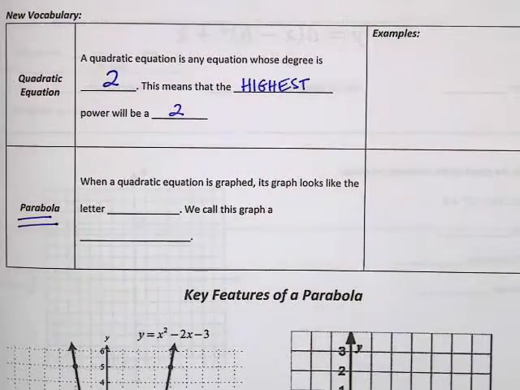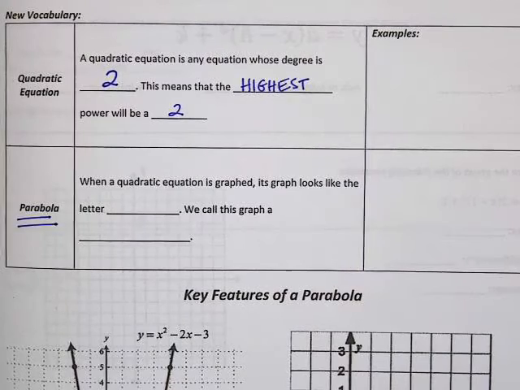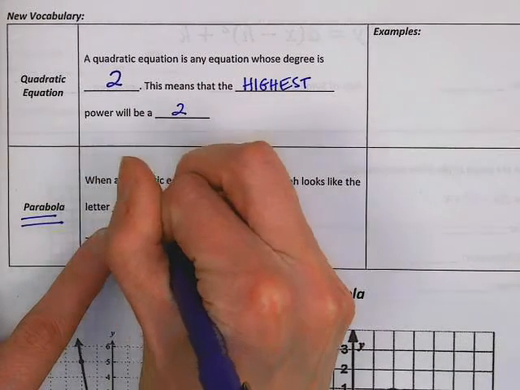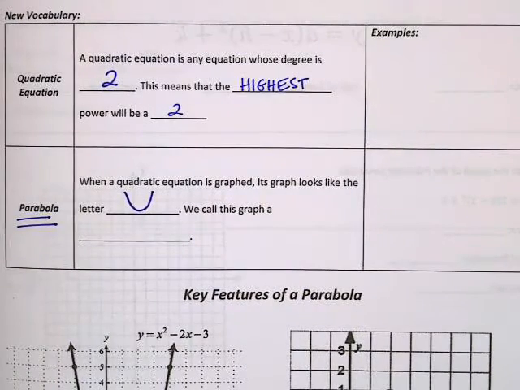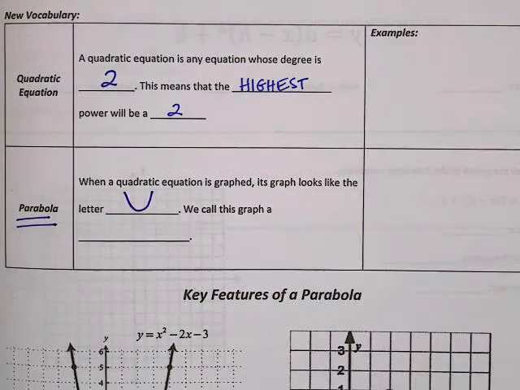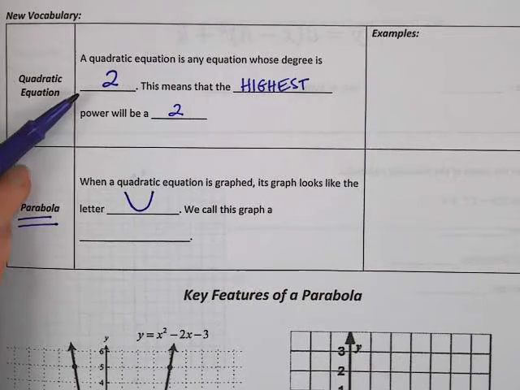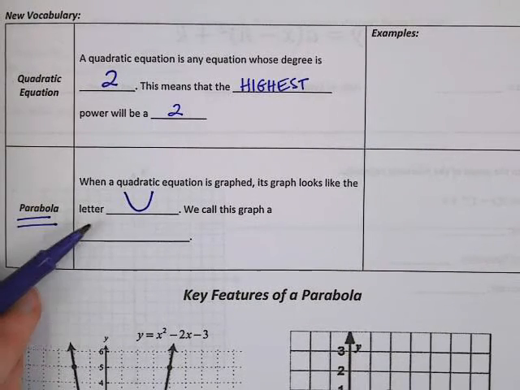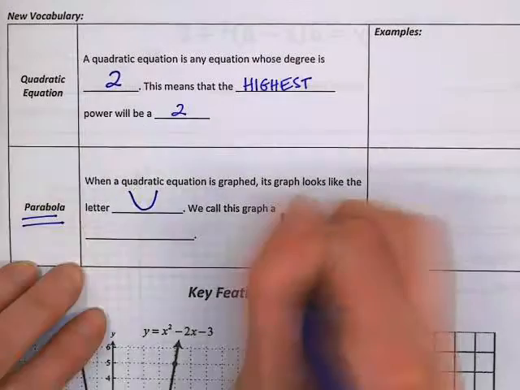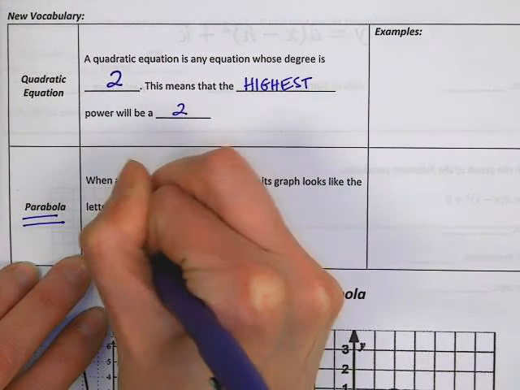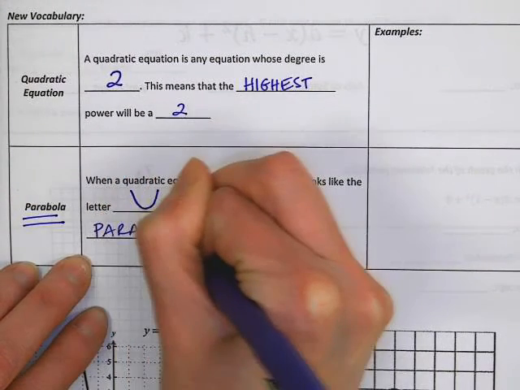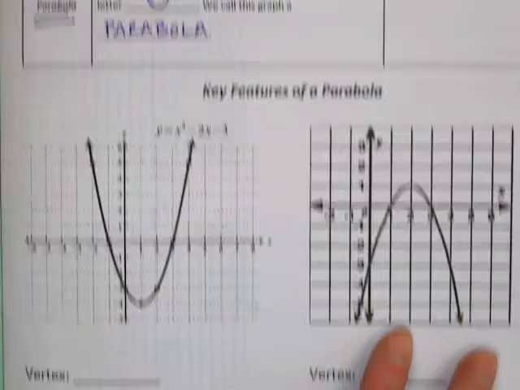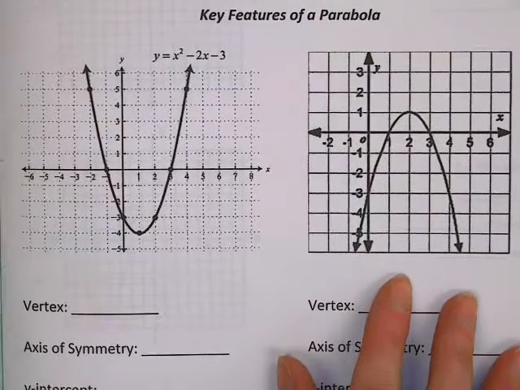a parabola. But what's that? A parabola looks like the letter U. So any quadratic equation with degree 2, the graph is called a parabola, and it looks like the letter U. So we call this graph a parabola. Let's talk about how to graph key features of a parabola.